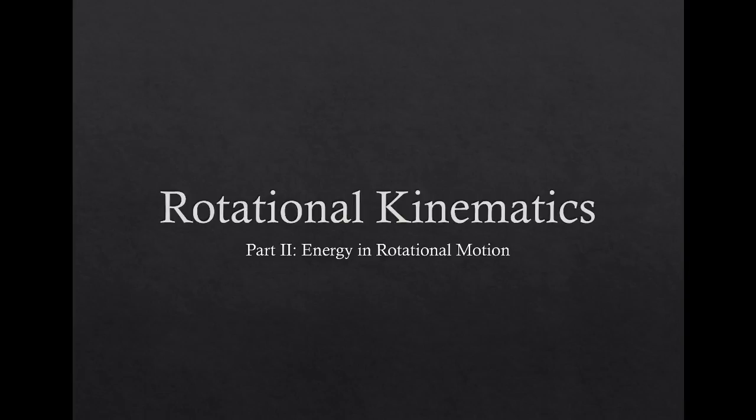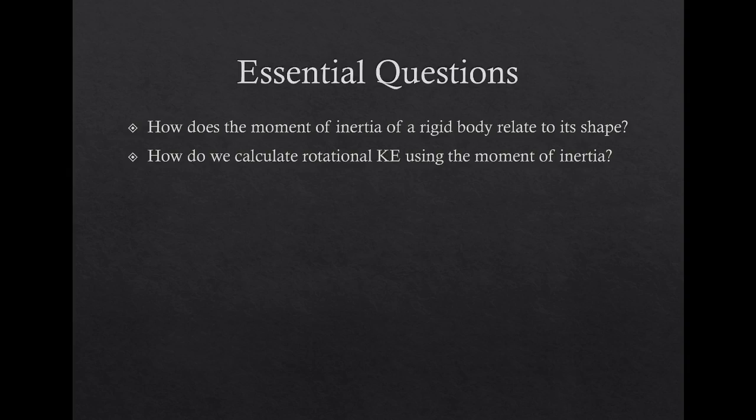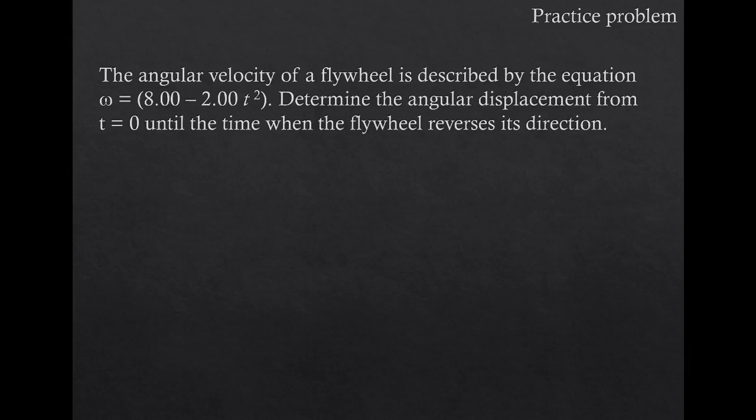Okay, welcome back everyone. In the second part, we're going to talk about energy and rotational motion. What we're trying to get out of this segment is to talk about the moment of inertia and what this quantity has to do with the shape of a rigid body, and then talk about how to calculate rotational kinetic energy using the moment of inertia. Before we do that, we'll do a quick practice problem that goes back to last unit.